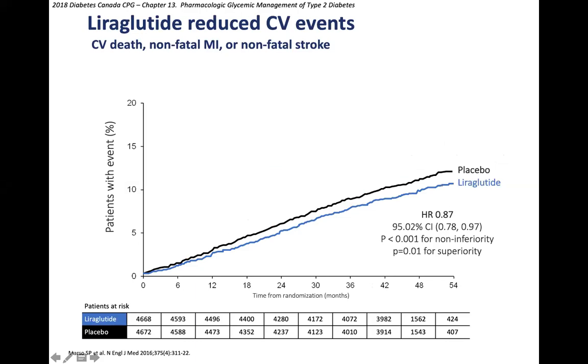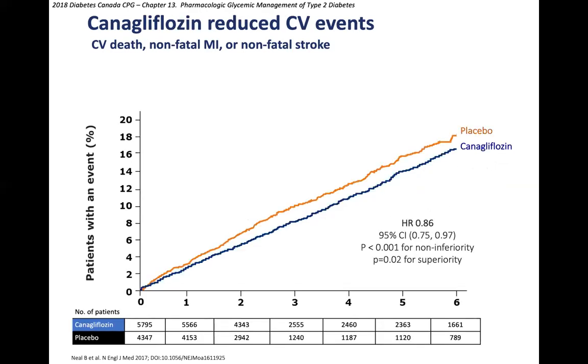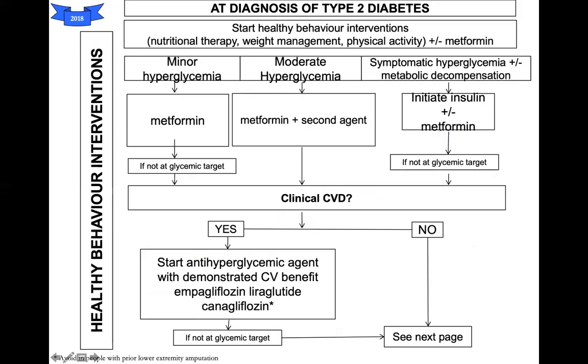So if there is CVD, in addition to just thinking about diabetes control, we will think of agents that will also decrease future MI. And once again, canagliflozin, which is an SGLT2 inhibitor. So in addition to thinking about glucose level, you think about CVD as a major problem, and if CVD is there, then you start a drug such as empagliflozin, liraglutide or canagliflozin as one of the agents in place.